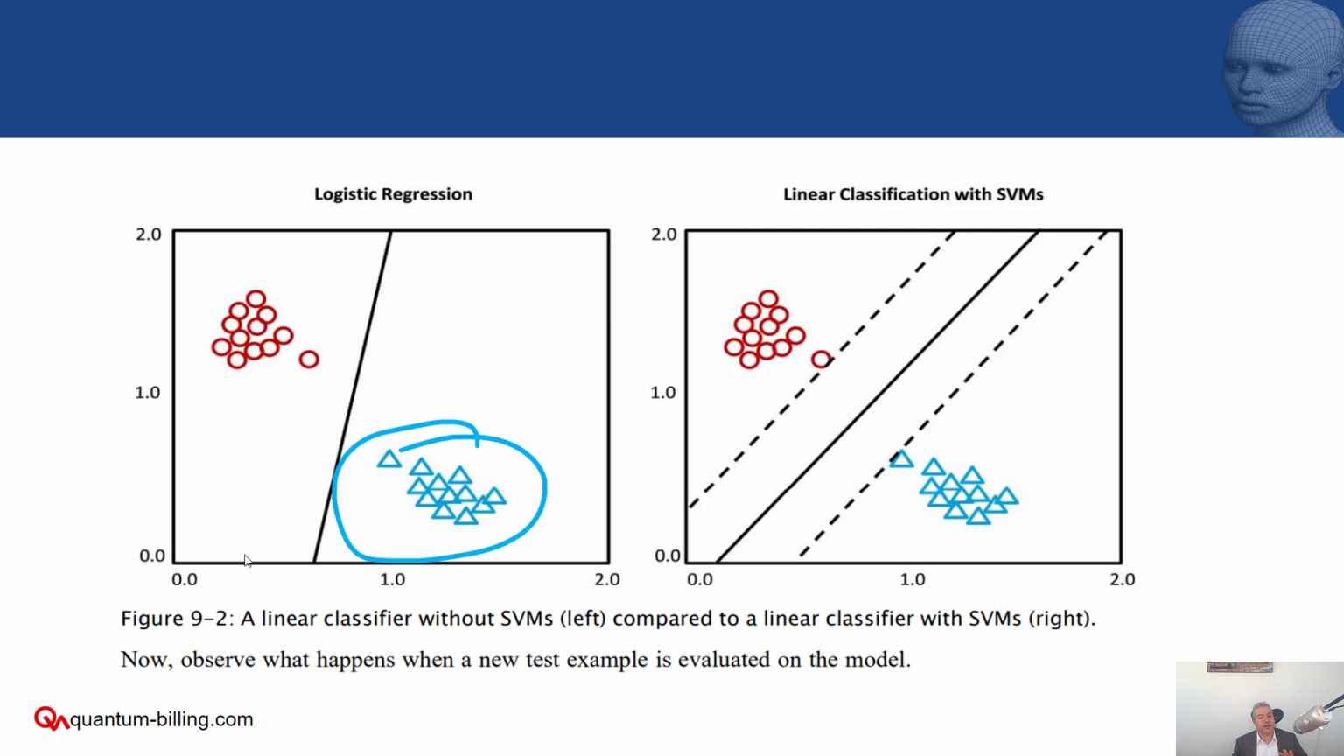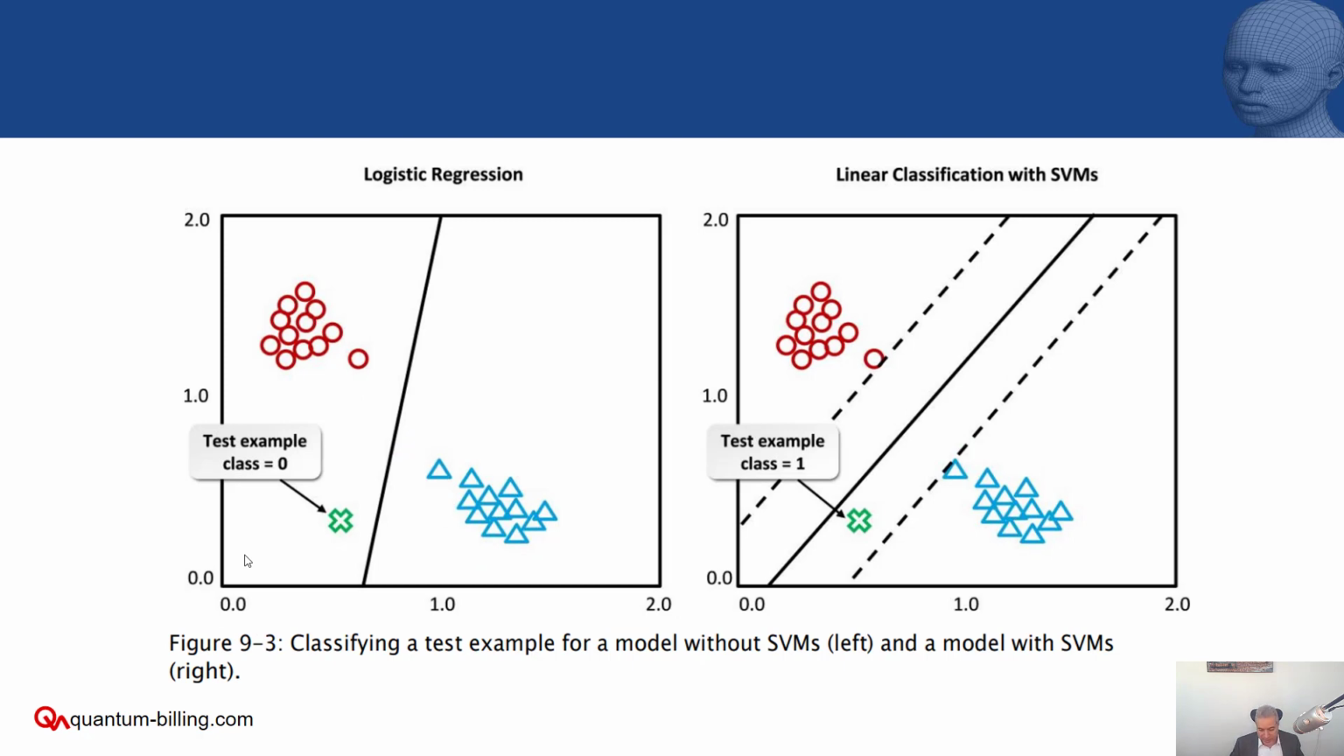How are the two classifiers going to work? Is one going to work better than the other one? Let's see. I have a new data point here, as you can see. The logistic regression classified it with the red data and the support vector machine classified it into the blue data. Which one is right? Is it the first one or the second one?